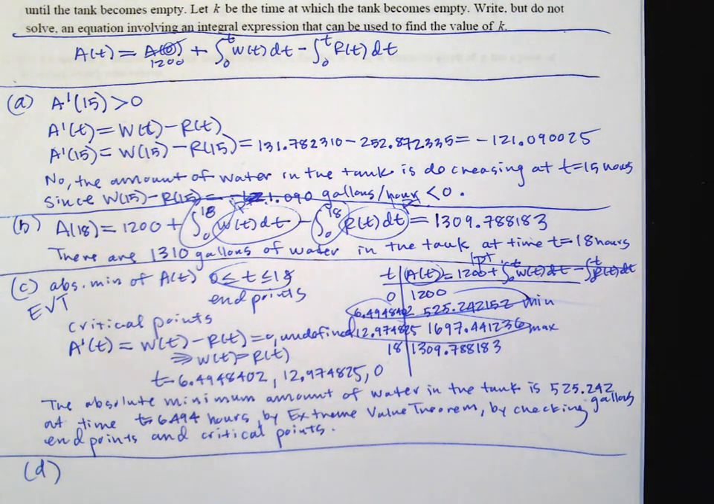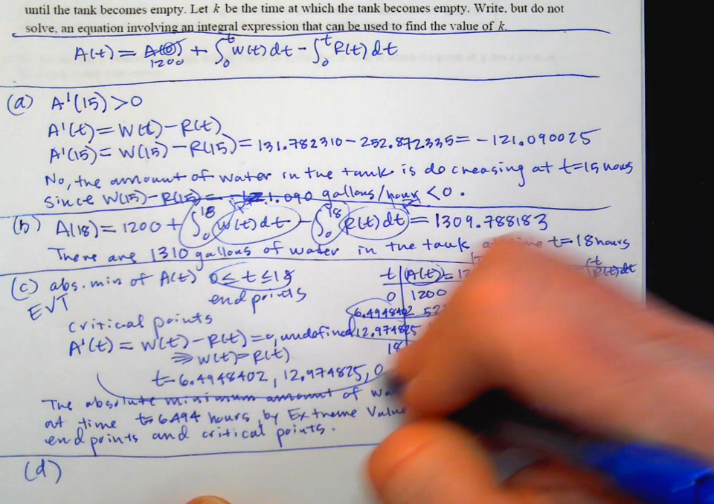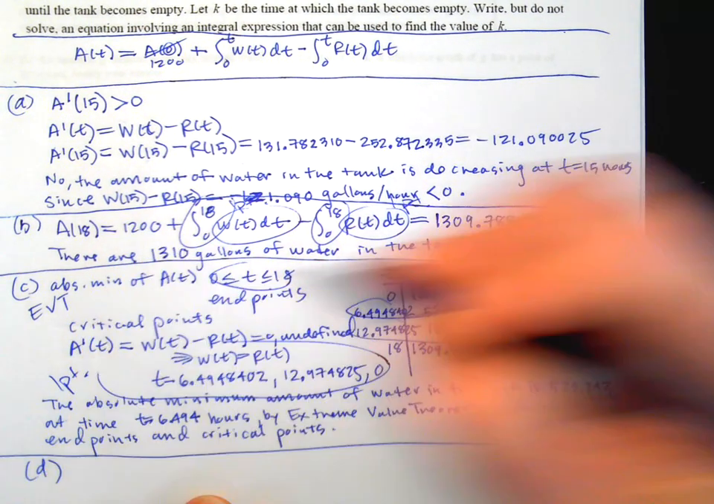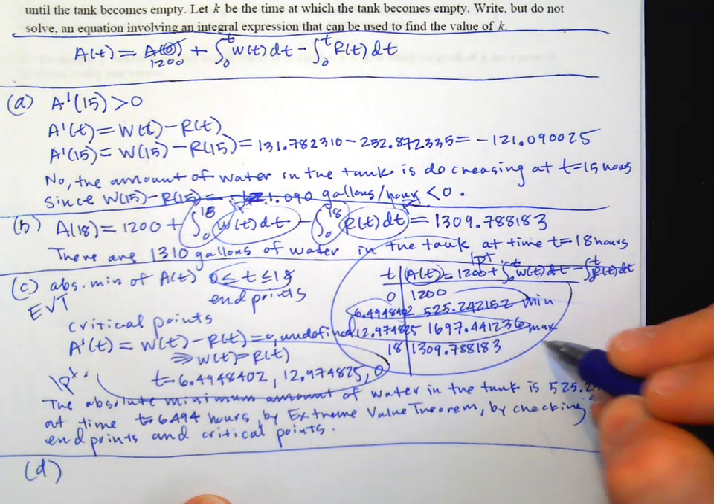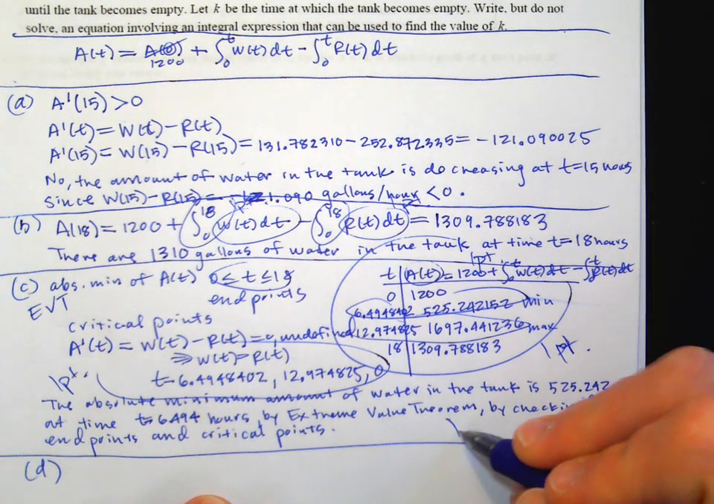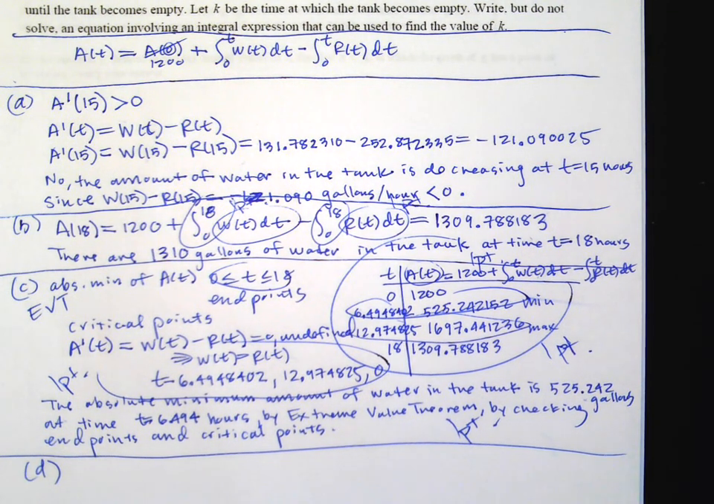1 point for finding the critical points, 1 point for your supporting work, 1 point for your answer and justification. So at least 3 points there. You guys should be so good at extreme value theorem. I've been making you guys do that forever.